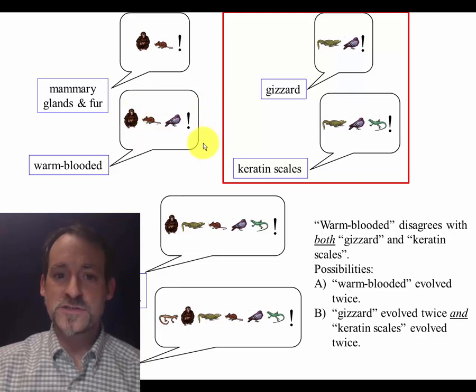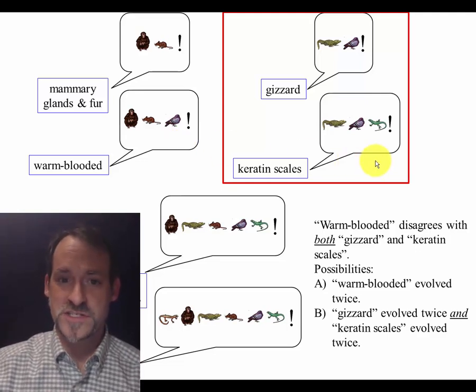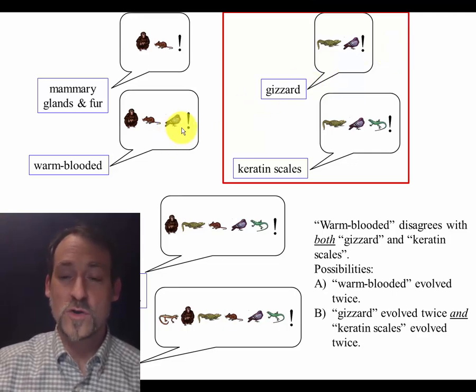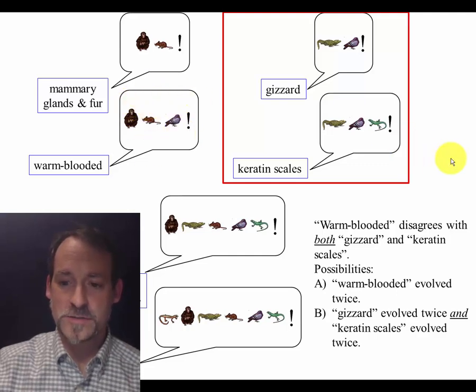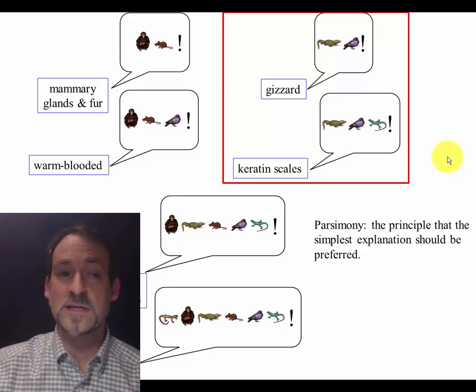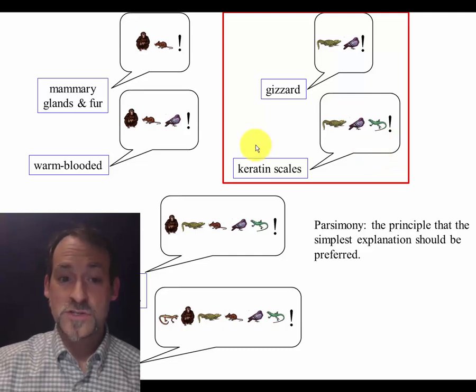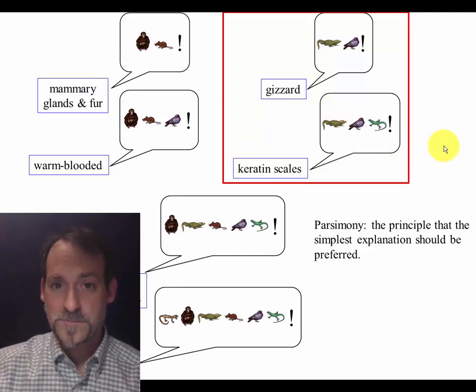If this is a true statement about the evolutionary history of these organisms, then you had to have at least two evolutionary changes for the pigeon to end up in these two groups over here. Whereas if this is the true evolutionary history over here, you only had to have one coincidence, one homoplasy, to get the pigeon over here. Parsimony is a principle that suggests that, look, go with the simplest explanation. In this case, there were either two coincidences or one.